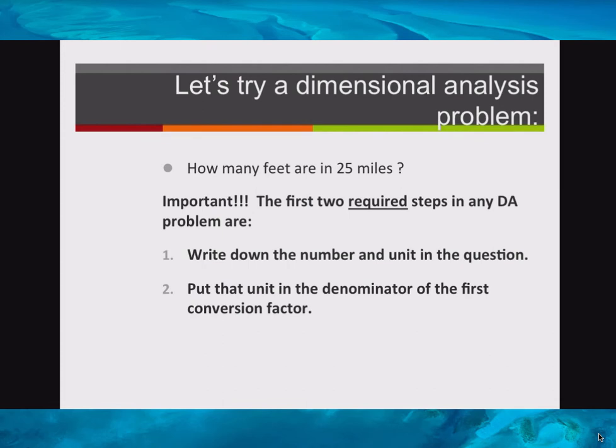They might ask you metric to standard or standard to metric. It just depends on what you're going for. Oftentimes, if they do give you something, it'll be centimeters to something.